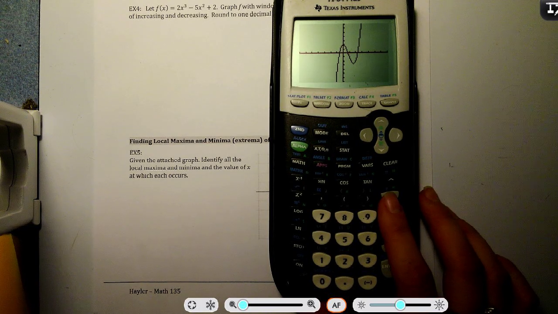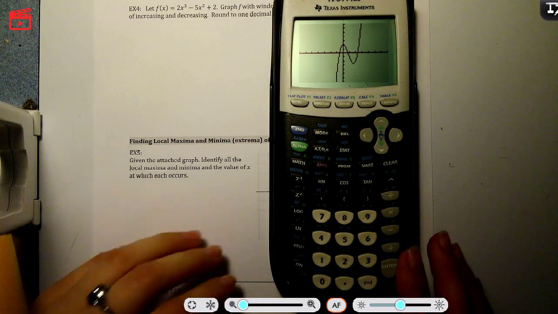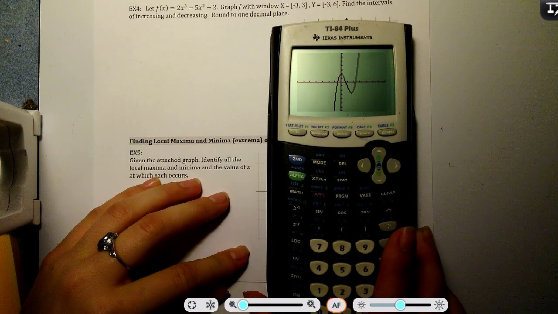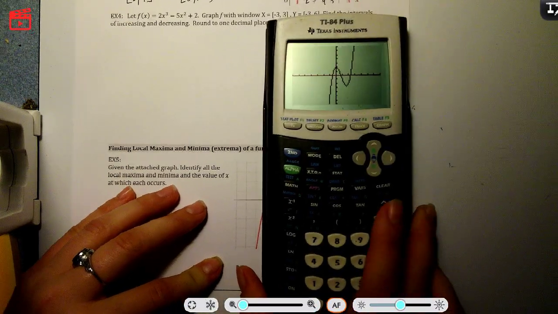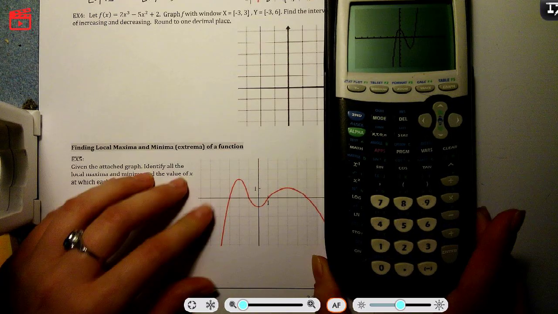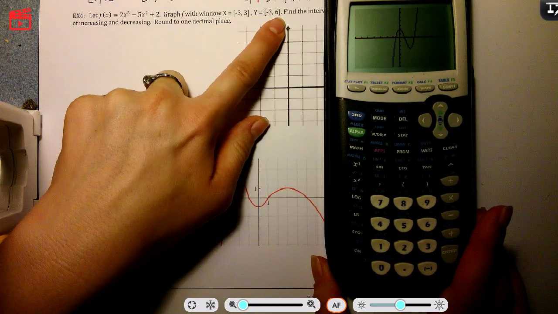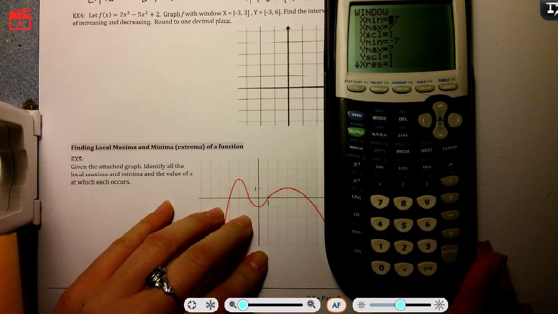Okay, and so there is our graph. But notice my window is not correct. I need to change my window to -3, 3 and -3, 6. So we're going to hit the window button right there. And notice it's not correct.